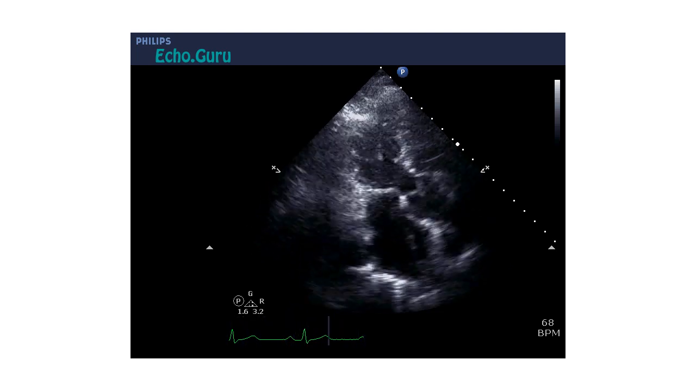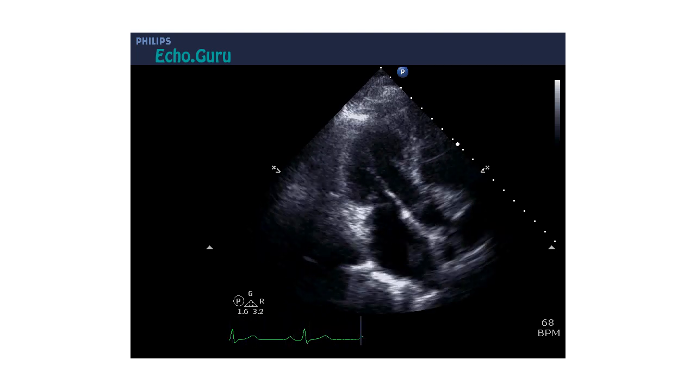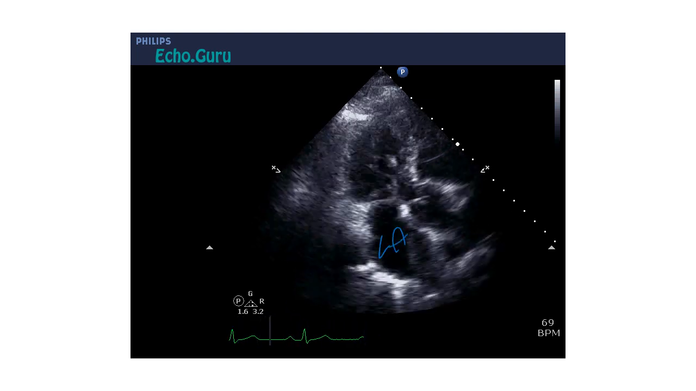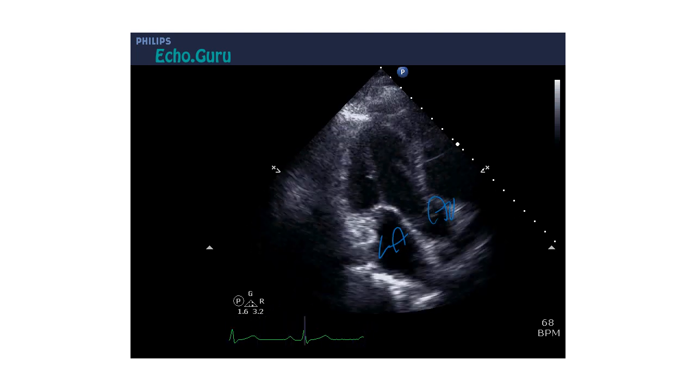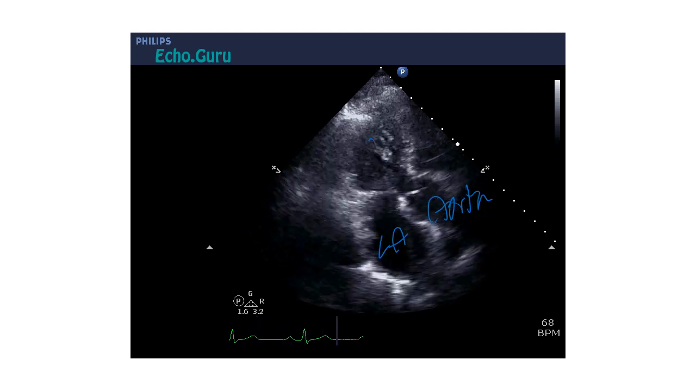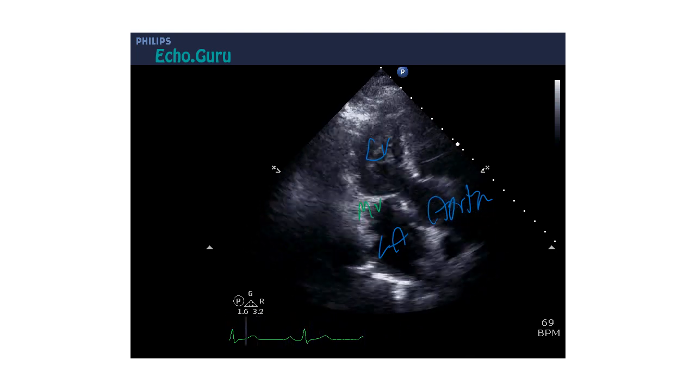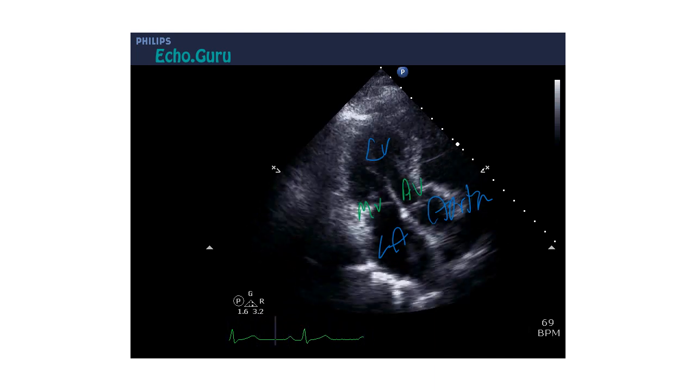Then we get the apical 3-chamber view. In the apical 3-chamber view, this is the left atrium, and this is the aorta, this is the LV, and so this is the mitral valve, and this is the aortic valve.